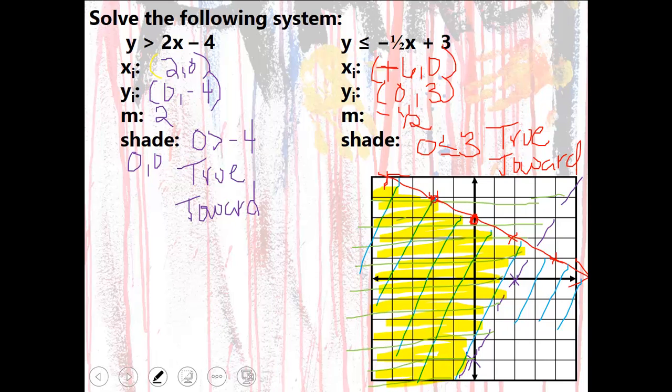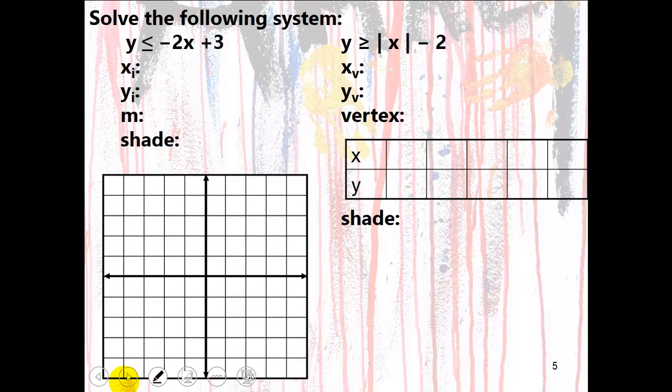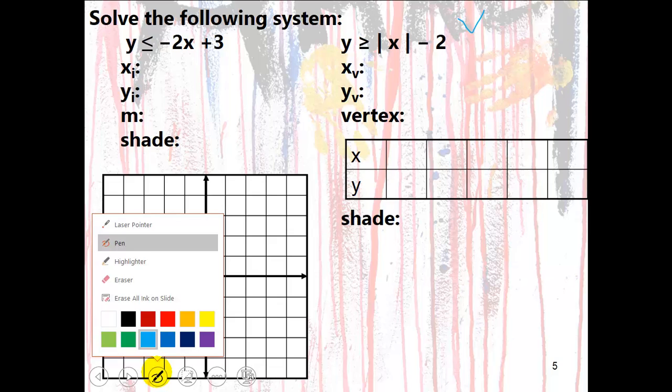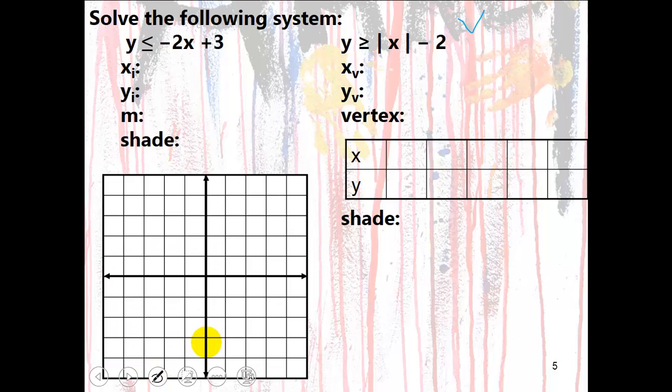Right in there. Okay. Next one. This one has a line and a V. All right, a line and a V. So we need to be careful that we get the right stuff going on here.